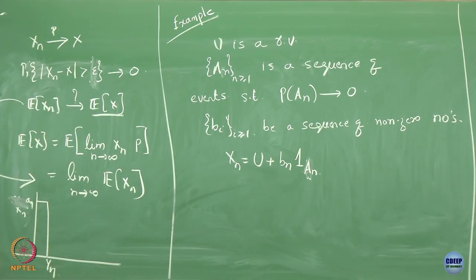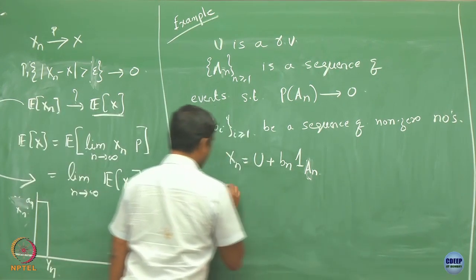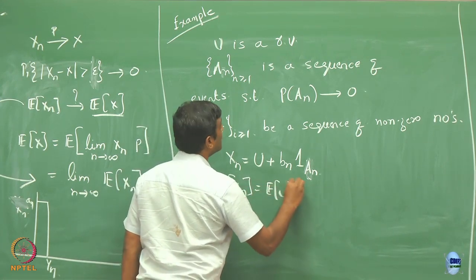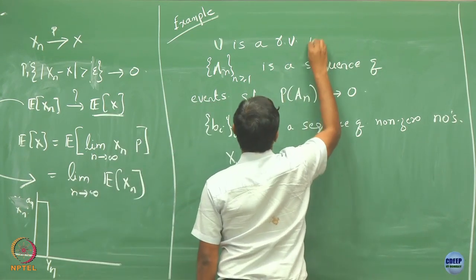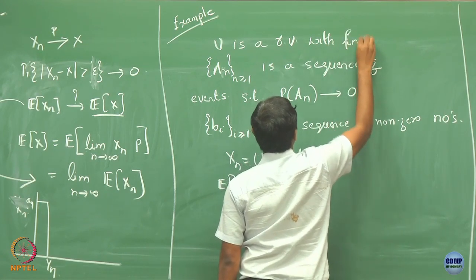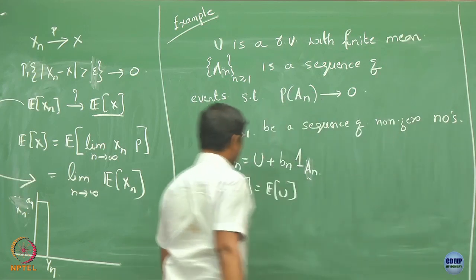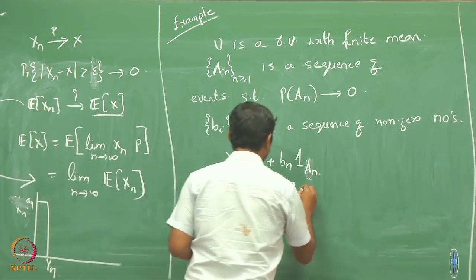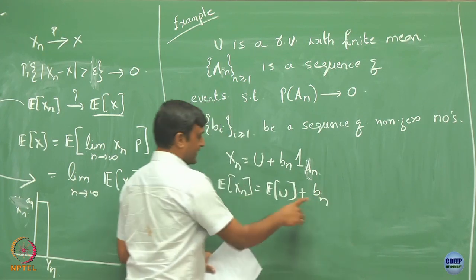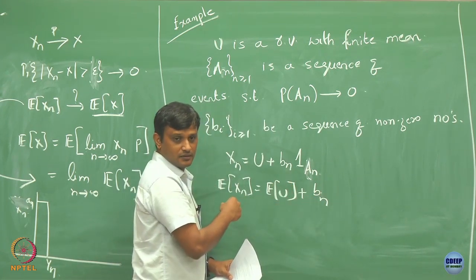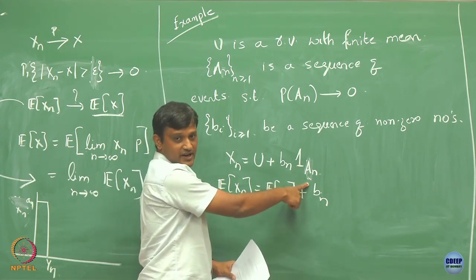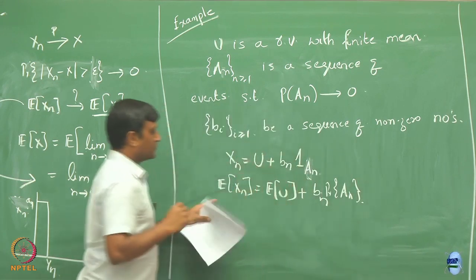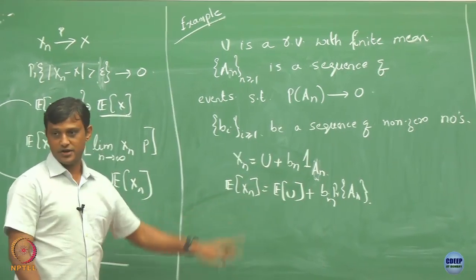Now if I look at its expectation, and I will also assume that u has finite mean, plus, if I take the expectation of the second term, this will be b_n times the expectation of the indicator function, right? What is that then? It will be the probability of A_n. So it looks like its expectation for any n is going to look like this.